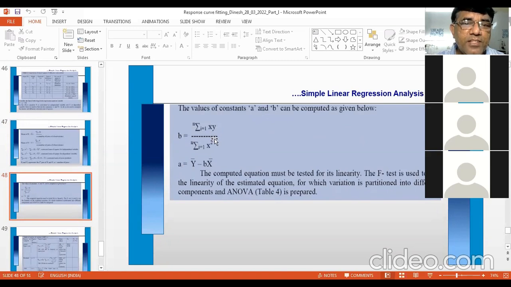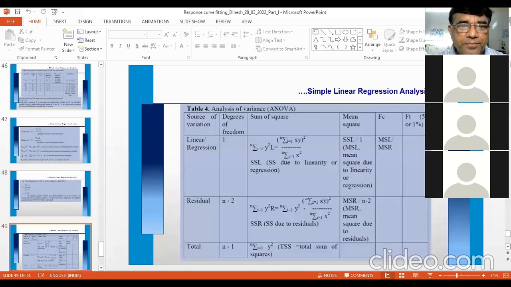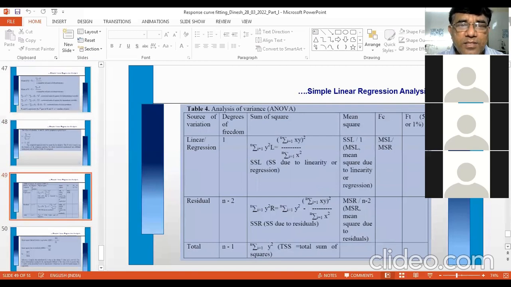b is equal to summation xy upon summation x square. a is equal to y bar minus b x bar. First you calculate the value of b, and then put this value in equation number 2 to get the value of a. I will teach you ANOVA, analysis of variance, in the next lecture, where I will take up one example.